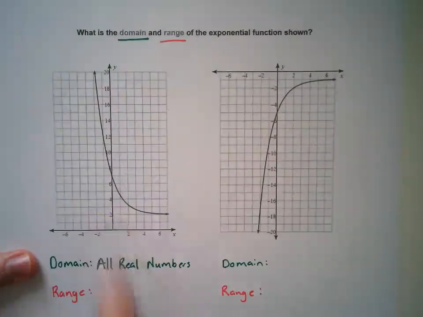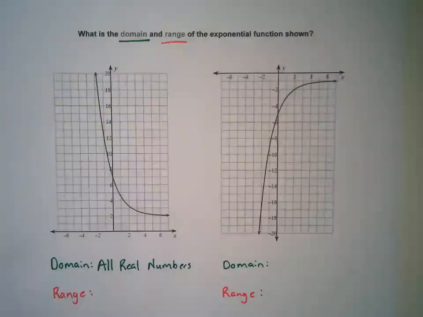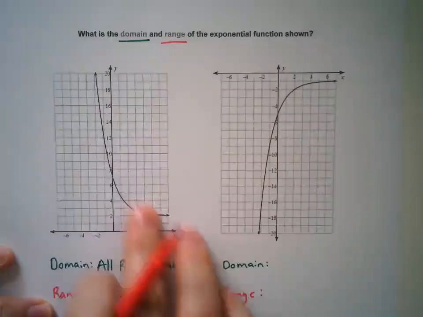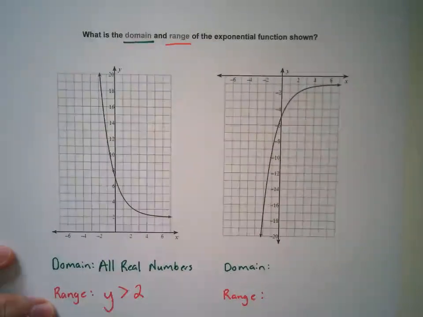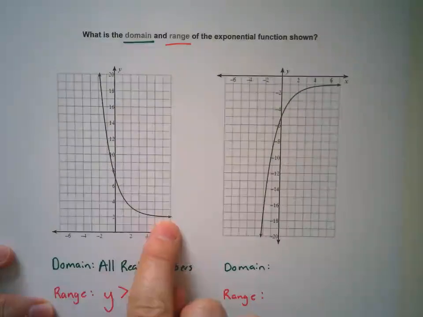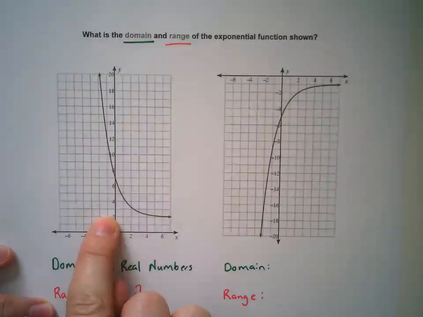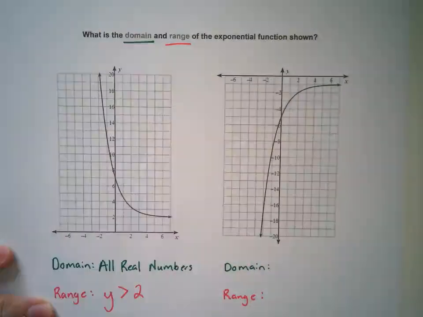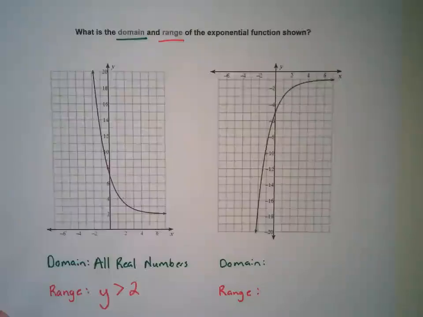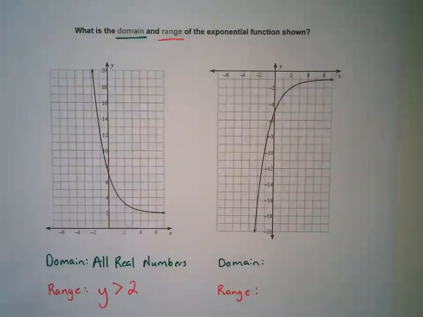So my graph is going to be y is greater than 2, because it's everything above the 2. Again, notice my graph levels off here at the 2. That's why it's y is greater than 2. All right, let's take a look at the next question.